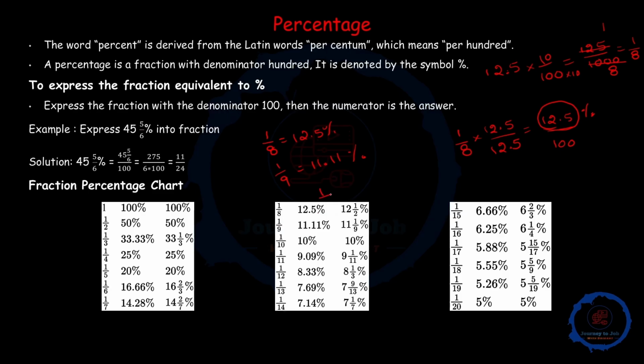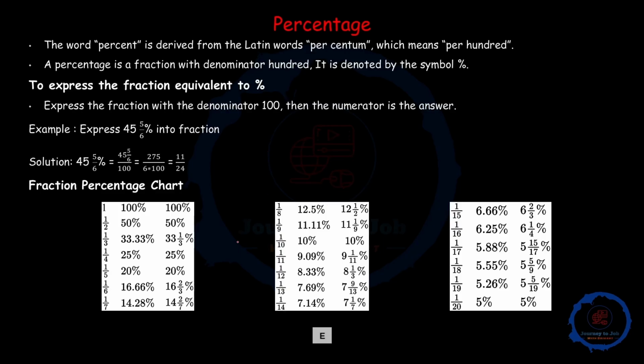Next, 1 by 10 is simply 10 percentage. This is also very important. Next, 1 by 11 is also important. 1 by 11 is equal to 9.09 percentage, or 9 1 by 11 percentage. Sometimes in exams like prelims exams, they may ask directly, convert 1 by 11 into percentage. Options are there: 9 1 by 11 percentage, 9 2 by 11 percentage. You have to tick 9 1 by 11 percentage. So it is equally important for the exam. Directly sometimes they may ask also.